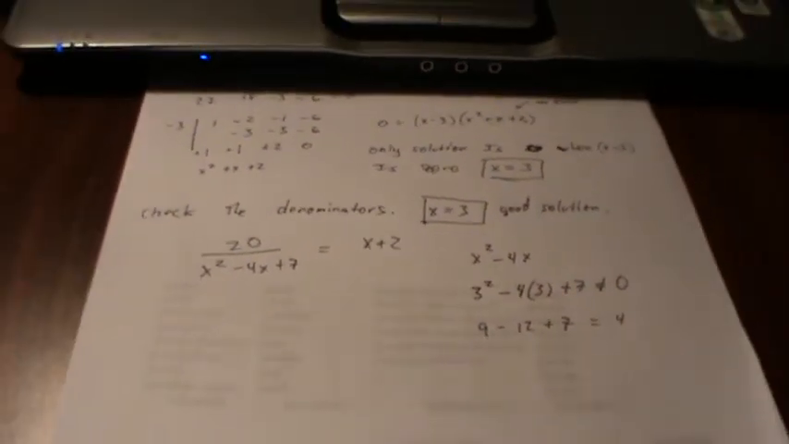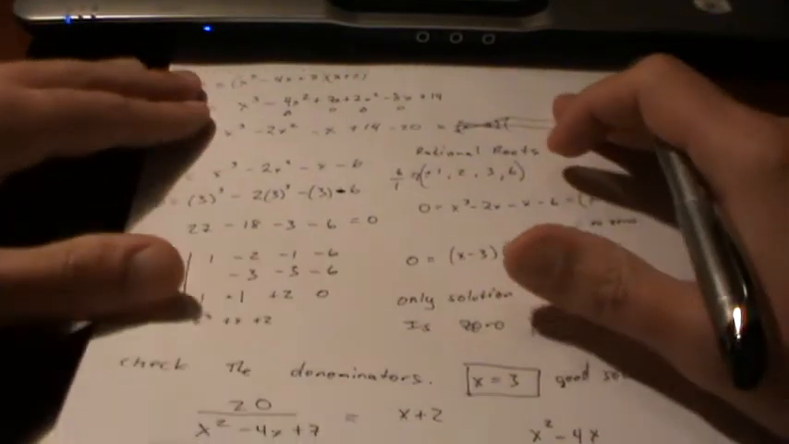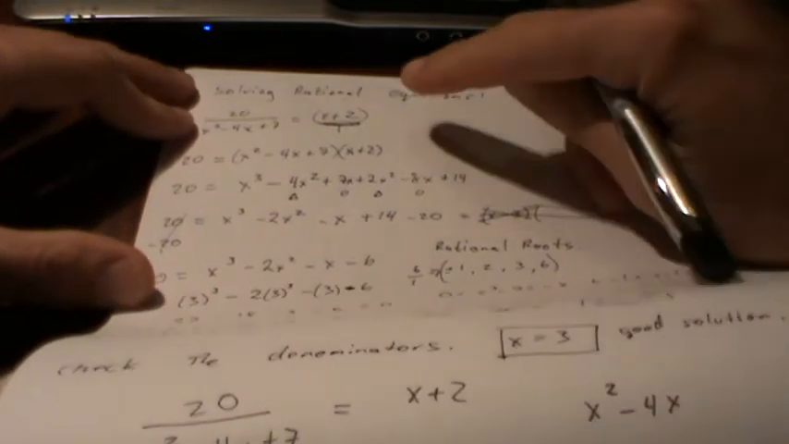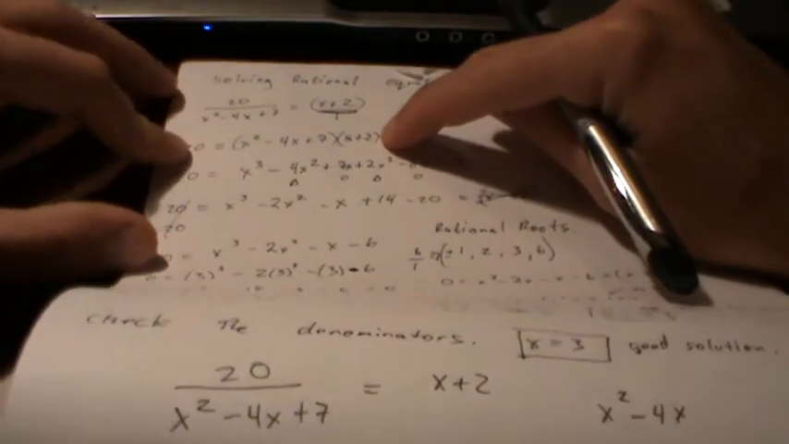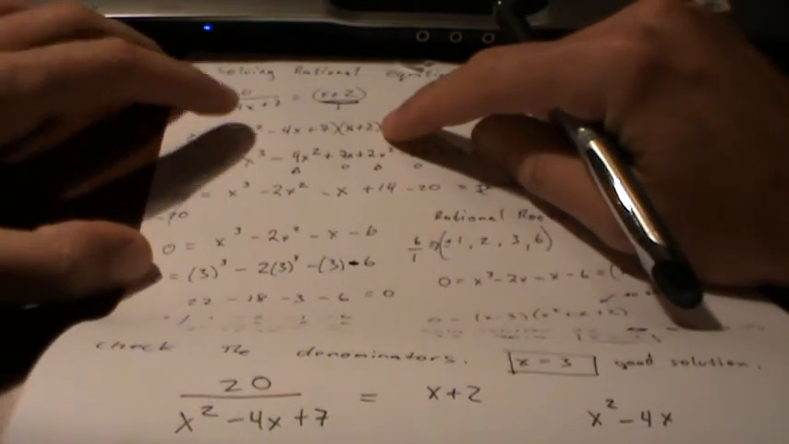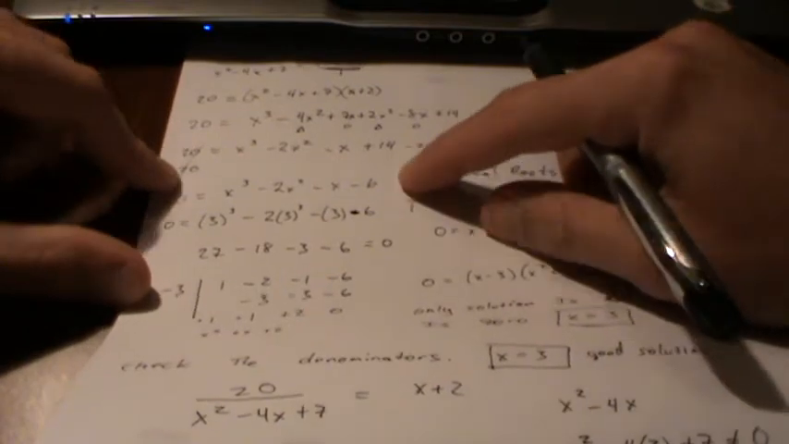Let me zoom out a little bit here. So let me go back up. So what we did is we took this and cross multiplied, and then we multiplied out this side and ended up with this.